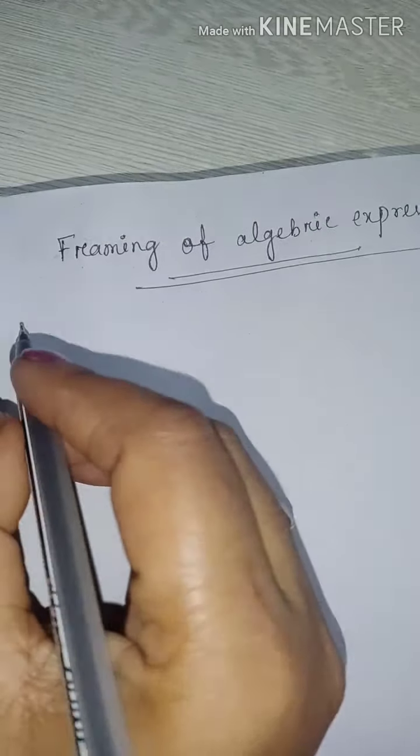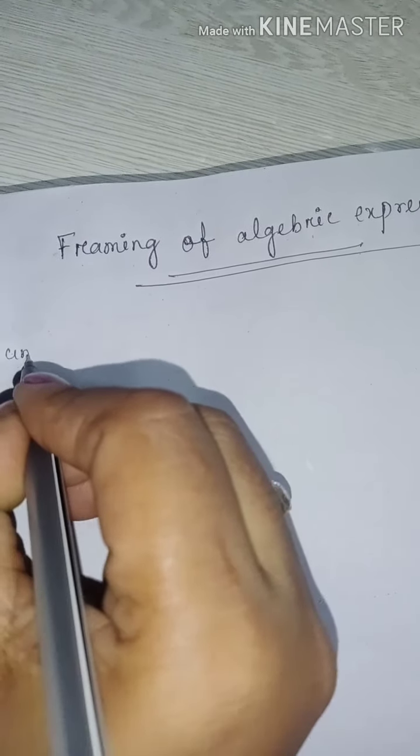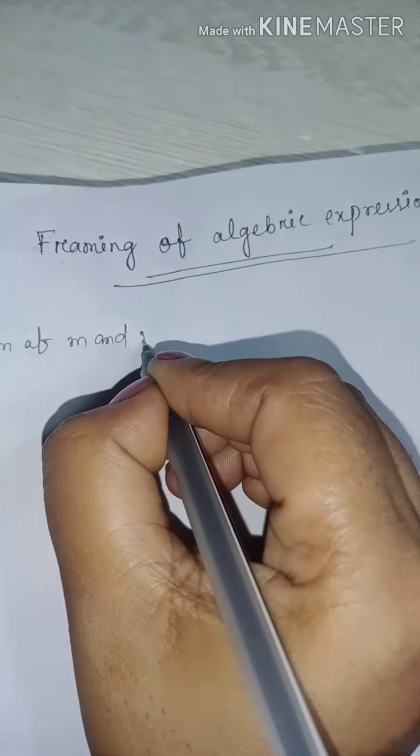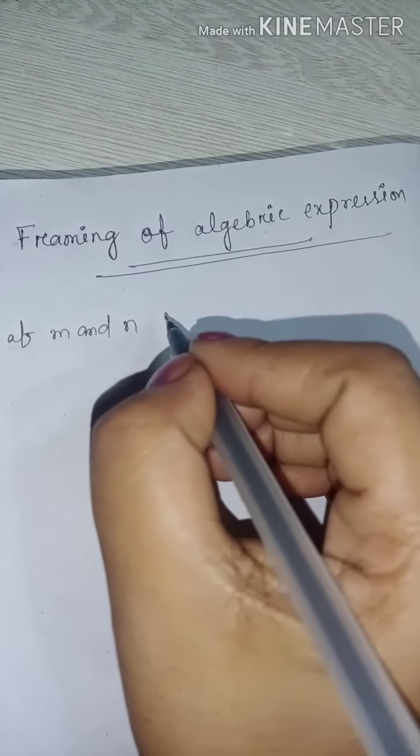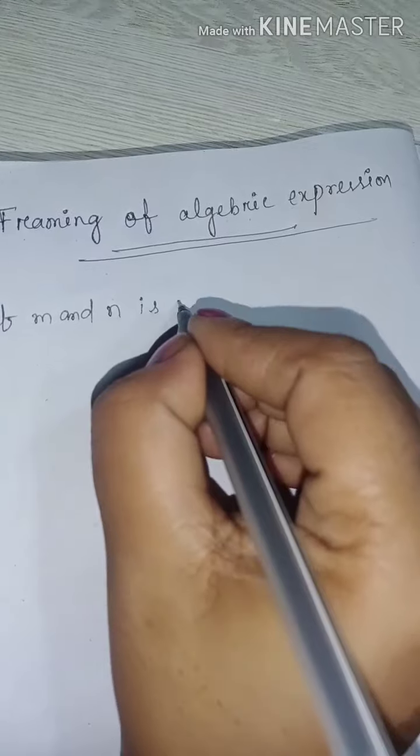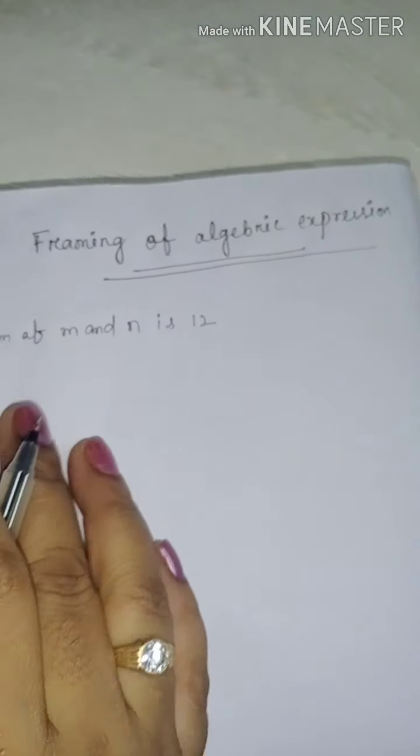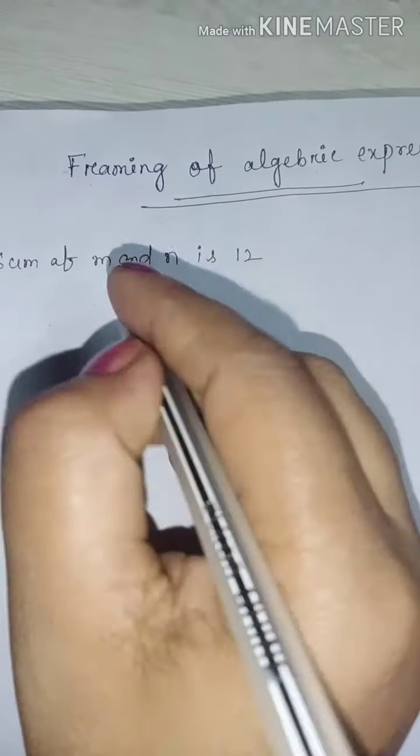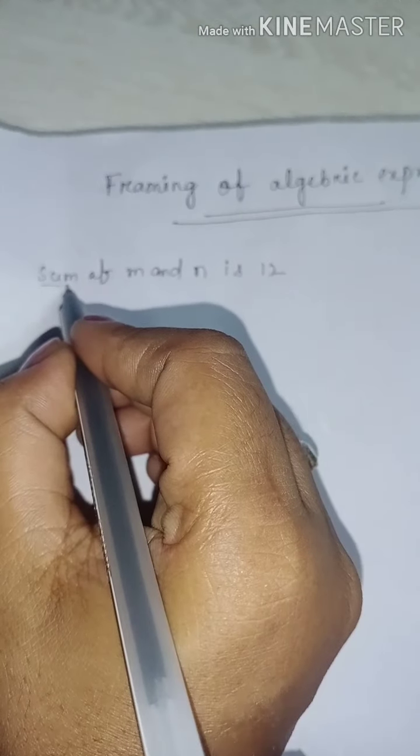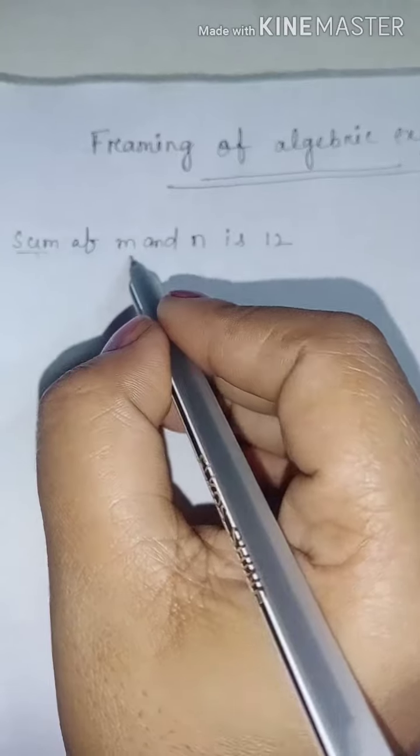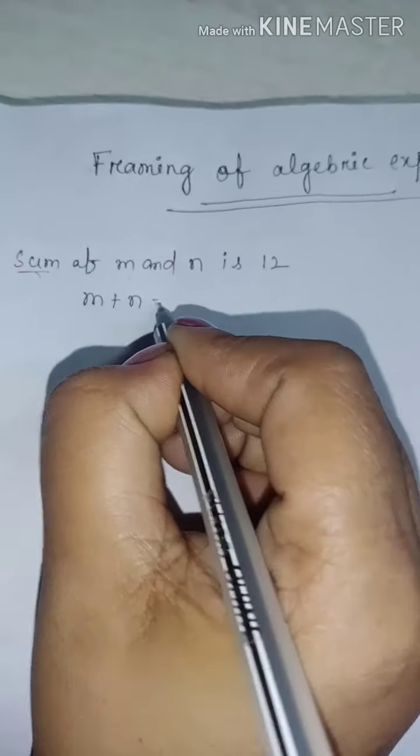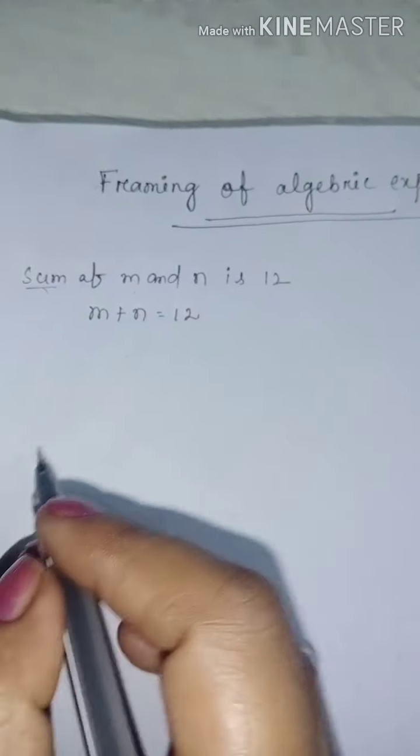Sum of m and n is 12. Okay, there is a question. Sum of m and n is 12. That means what? Sum means it is the addition whose addition is giving m and n. That means the answer is m plus n is equal to 12.